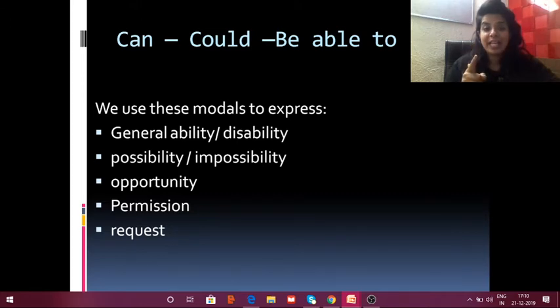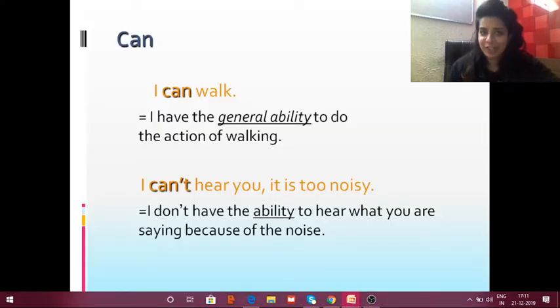Where do we use can, could, be able to? We use these modal verbs to express general ability or disability. We use them to express possibility and impossibility. We also use them to express opportunity, permission, and request, such as I can walk. It tells I have the general ability to do the action of walking. I can dance. I can swim. I can sing. I can breathe. So, this is my general ability.